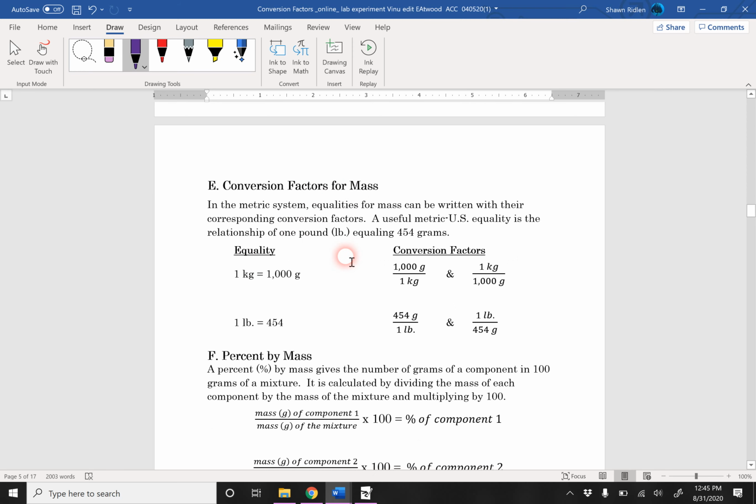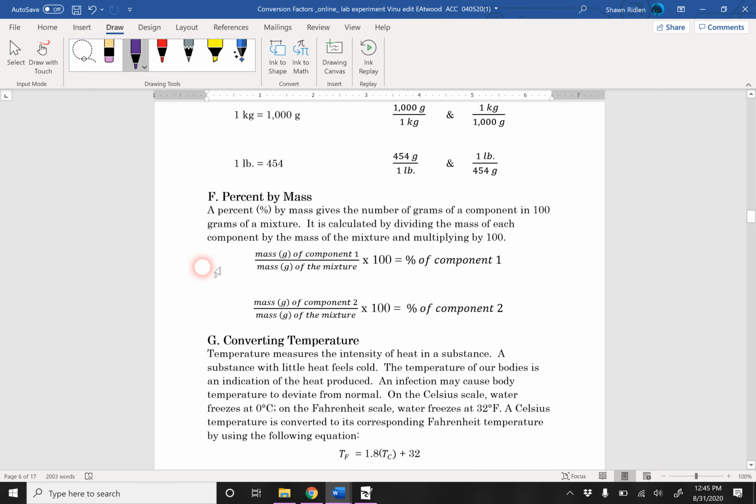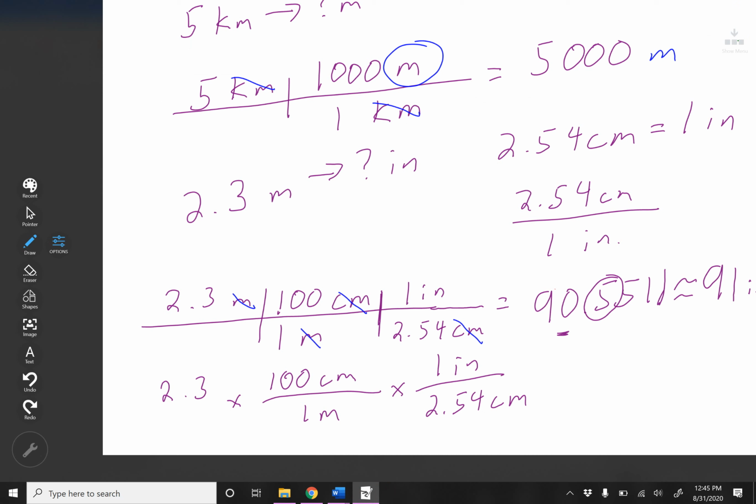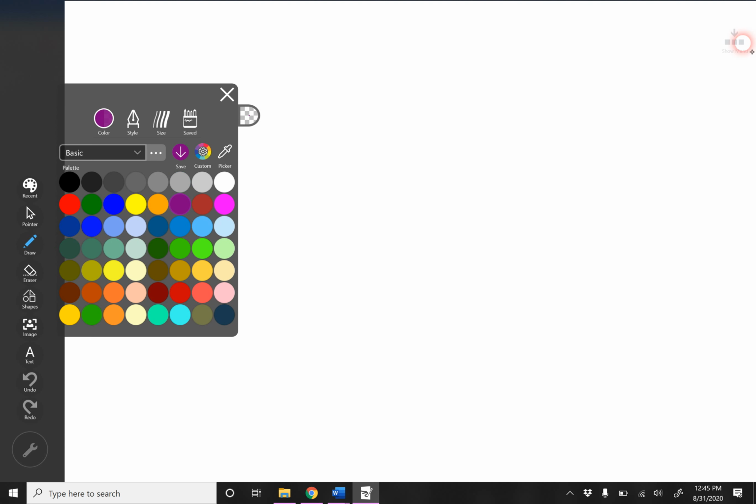So all three conversion sections should work exactly the same. And then we get down into percent by mass. Whenever you're dealing with calculating percents, no matter what percentage it is, any percent will always be the part divided by the whole, and then times 100%.